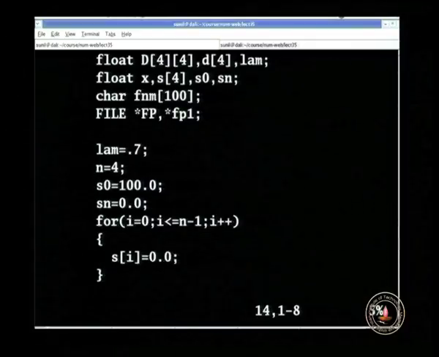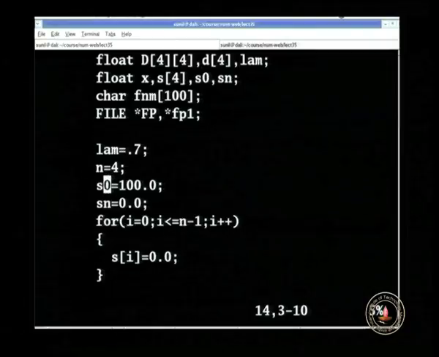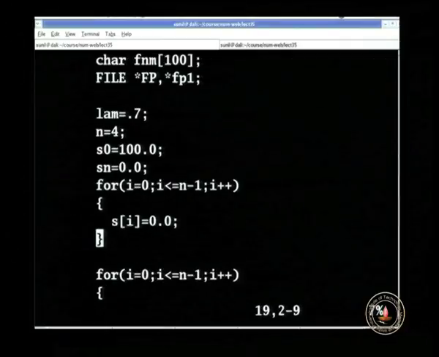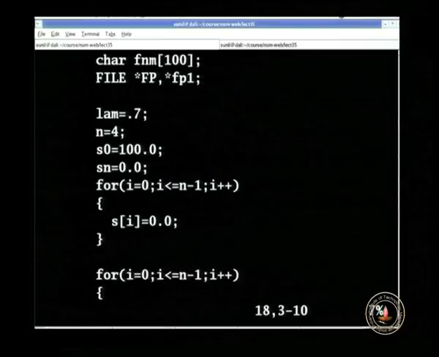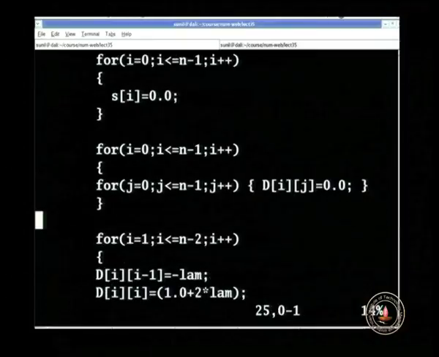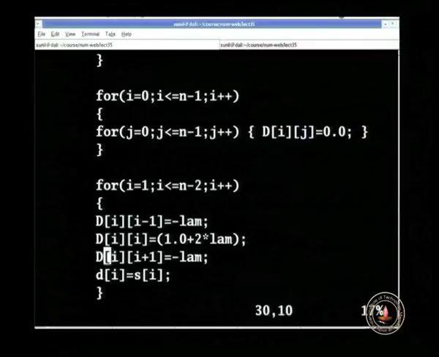Access temperature: the two boundaries are fixed at S0 and Sn, the two boundary temperatures, that is 100 and 0. All temperatures at time t equal to 0 are 0 everywhere else. So, now I have to construct this matrix. So, here is the matrix which is constructed.